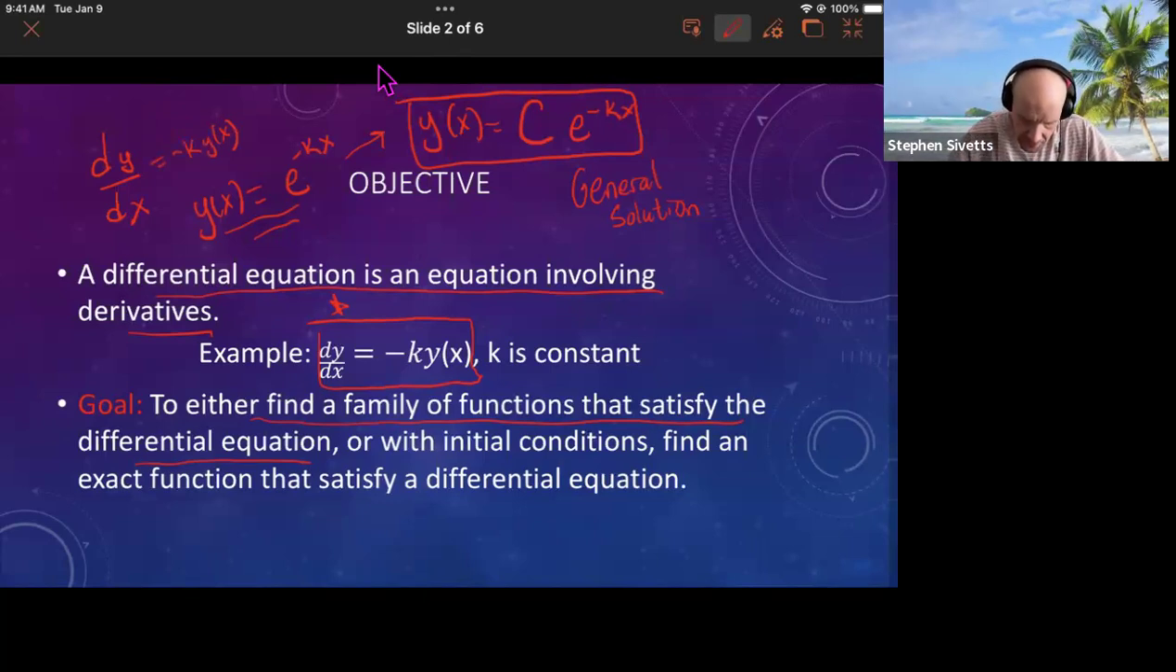And then sometimes you'll have an initial condition. What that means is we know a point which this function passes. Let's say, for example, y of 0 is 1. Well, that means x is 0 and the y value is 1. So we have to figure out an explicit solution of this form which satisfies the differential equation. This is what's called an initial condition.